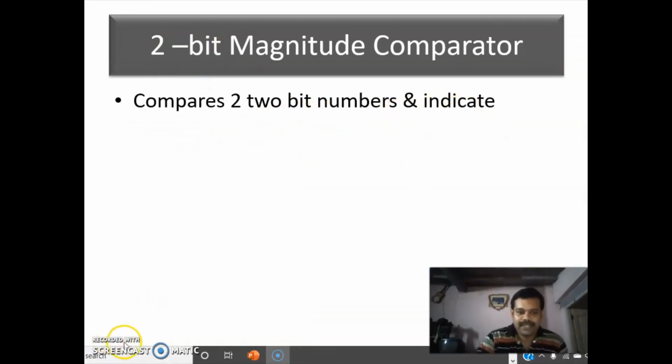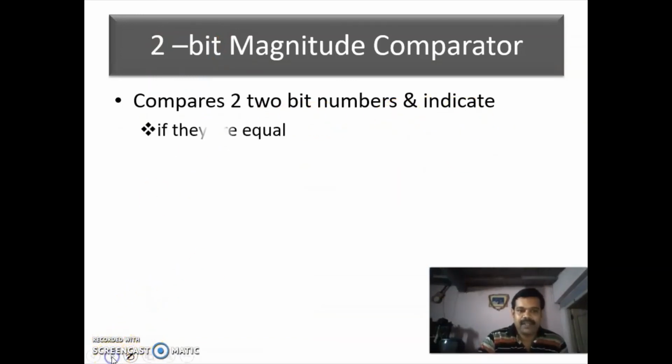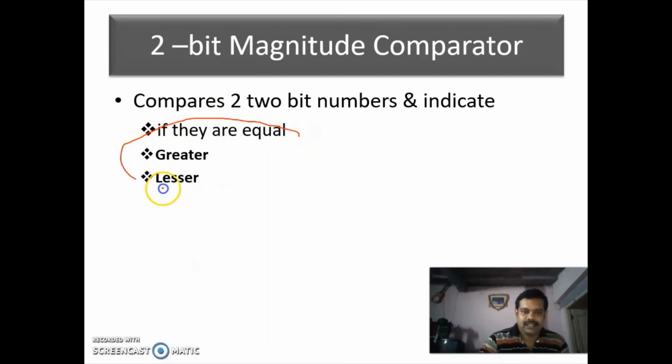It compares 2-bit numbers and indicates if they are equal, greater or lesser. So these are the three results of your comparison. It is either equal or greater or lesser. So you are going to compare two 2-bit numbers.